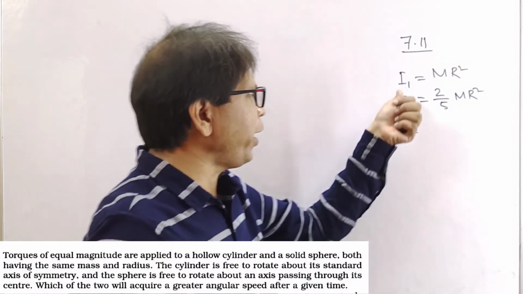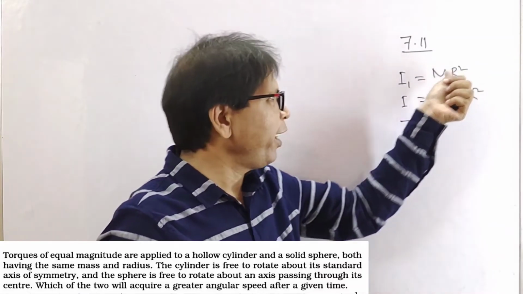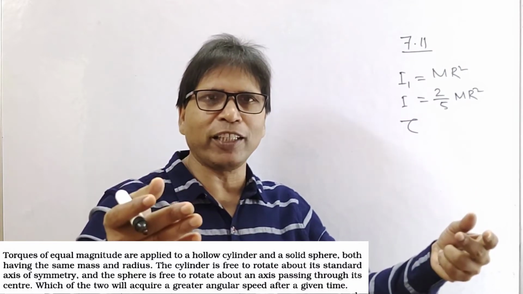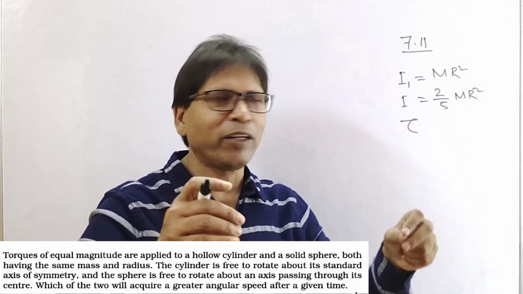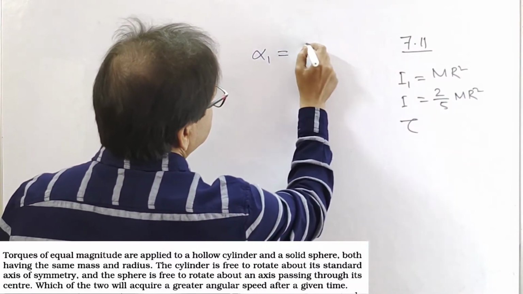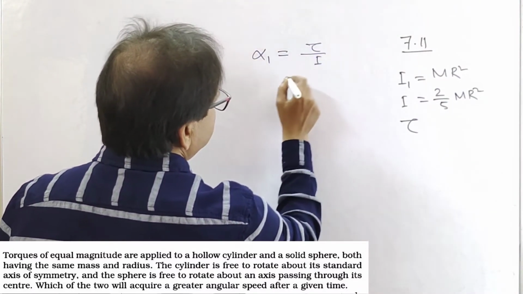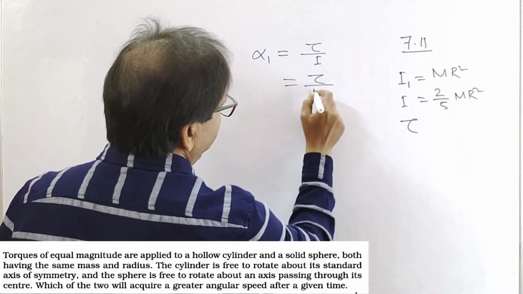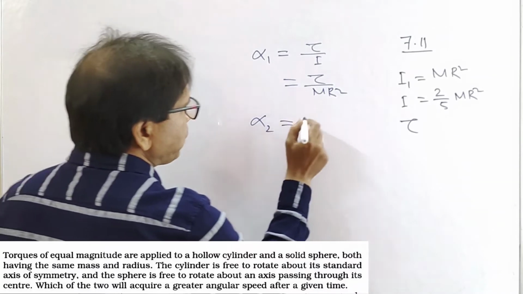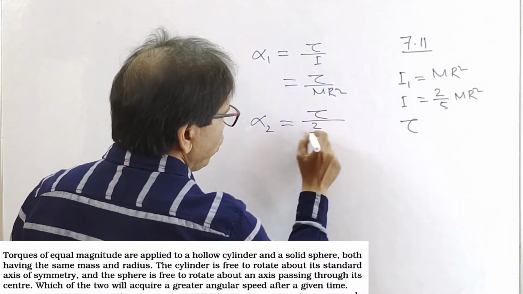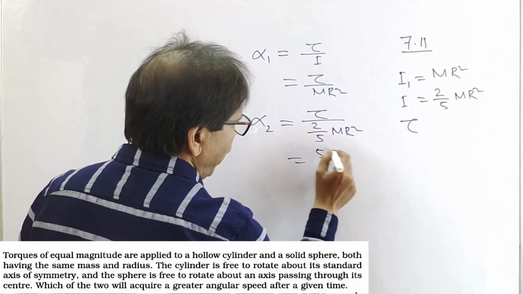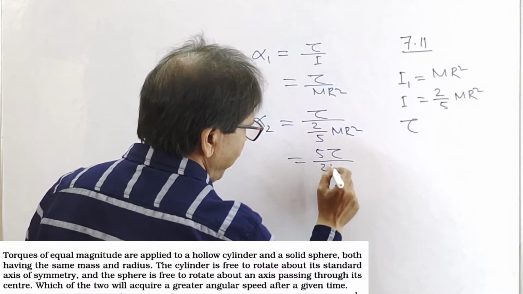Next, now look at this, NCERT 7.11. Equal torque is applied on a hollow cylinder and a solid sphere, which one has greater angular velocity after a given time? Now the angular acceleration of the hollow cylinder is tau by I1, that is tau by mr square. Now the angular acceleration of the solid sphere is tau by 2/5 mr square. So look at this, it is 5 tau by 2 mr square.